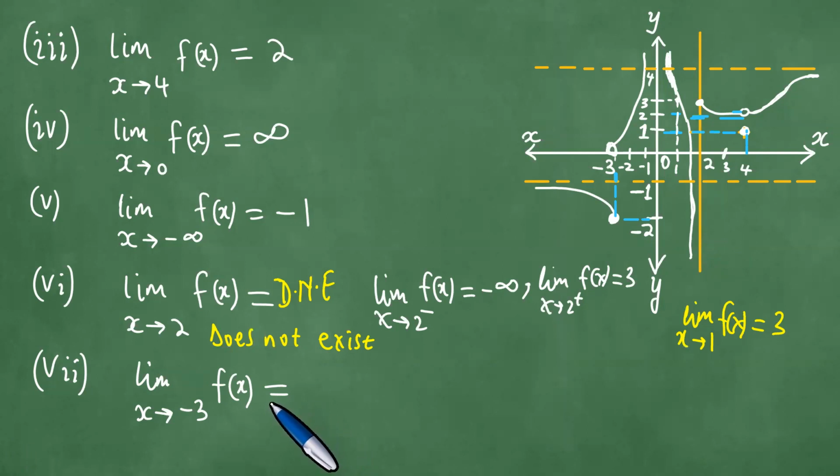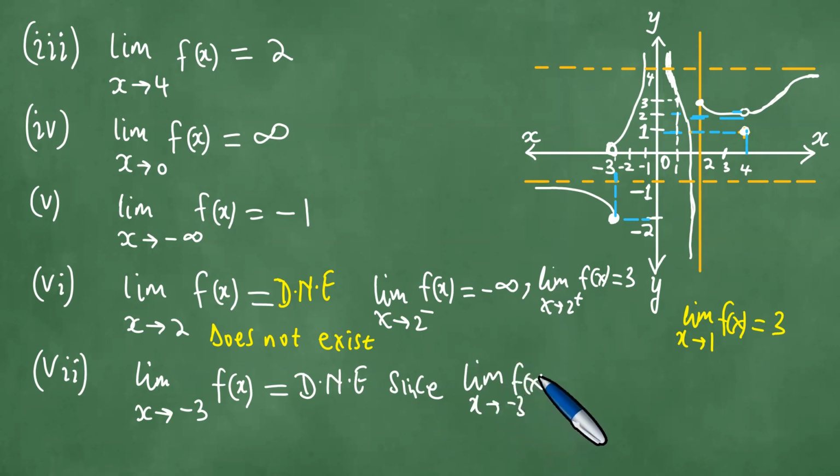Part 2. Now, the limit of f of x as x approaches minus 3. This one here does not exist. Since we have two cases: the limit as x approaches minus 3 of f of x from the left is minus 2, and the limit as x approaches minus 3 from the right of f of x, you can see this function approaches 0. So this limit does not exist. Next.